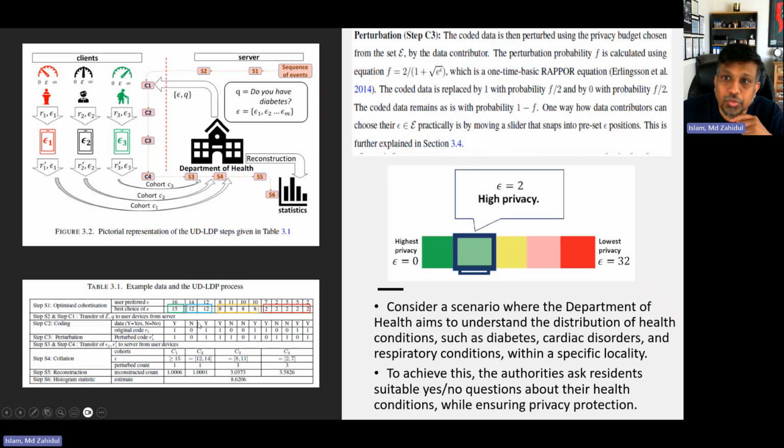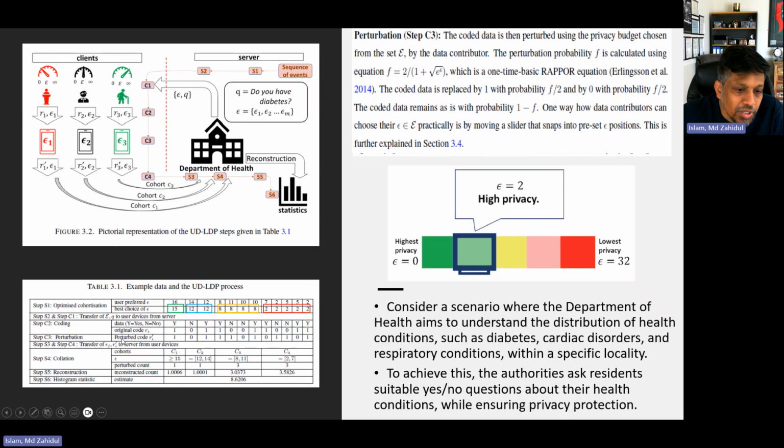And then the next step I want to show you is how that noise is added. So as I said, coding and then noise added. Let me explain this coding bit a little. Let's say the answer can be yes or no. If the answer is yes, it is coded as 1, and if the answer is no, it's coded as 0. So we can see 1, 0, 1, 1, 0, 0. These are the original responses of the survey participants.